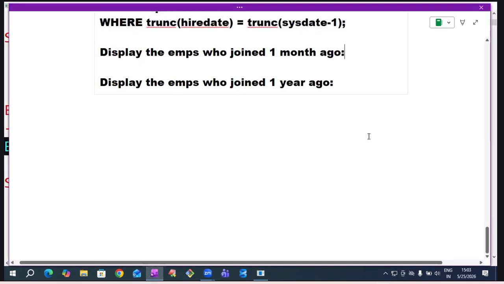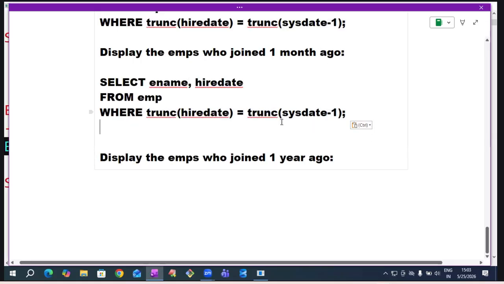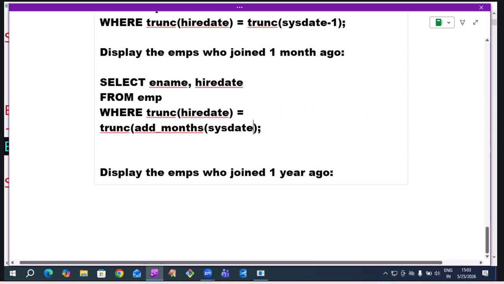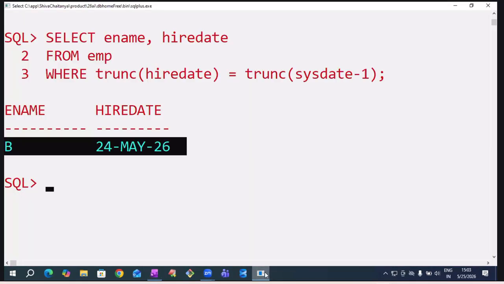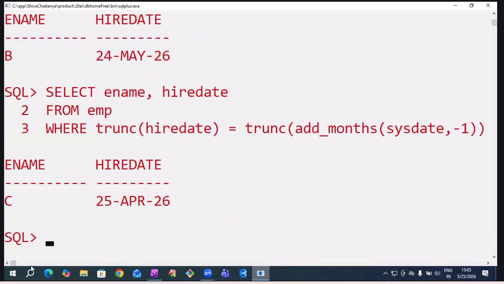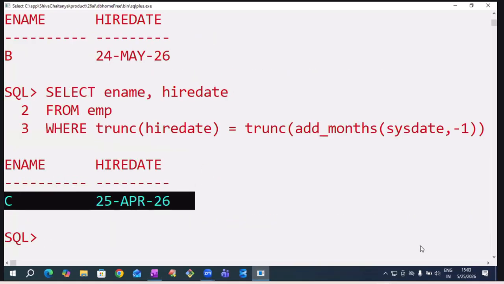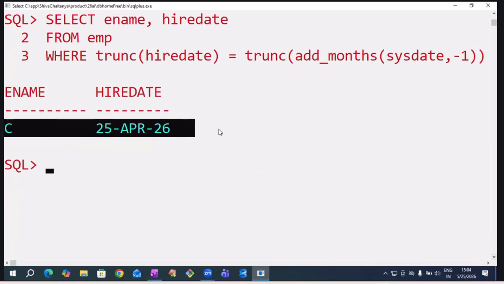Okay, next. Who joined 1 month ago? So trunc of hire date equals, how to get the date 1 month ago? Add_months of sysdate comma minus 1. So who joined 1 month ago? Copy this. It displays the employee records who joined 1 month ago. 25th April, 1 month ago, this C employee joined.